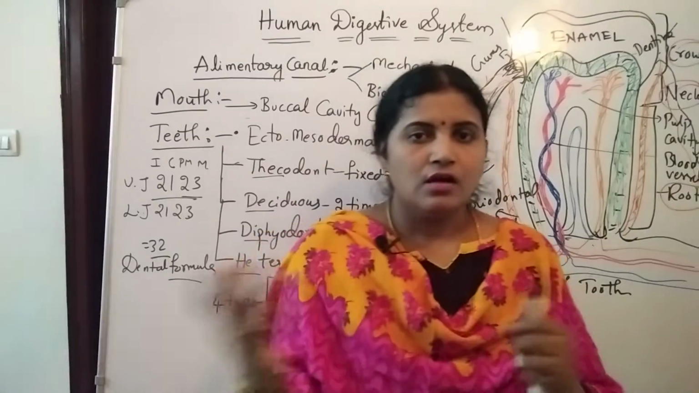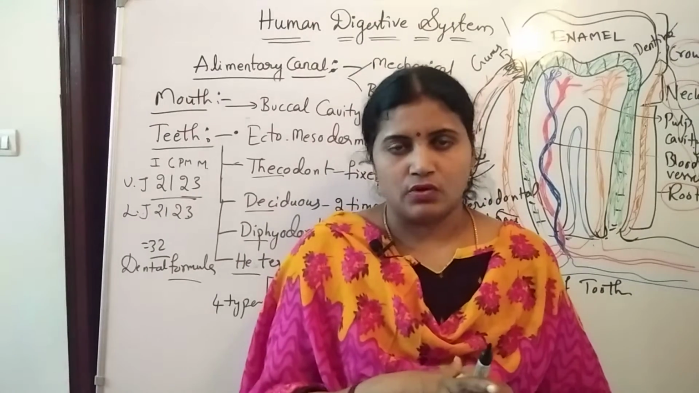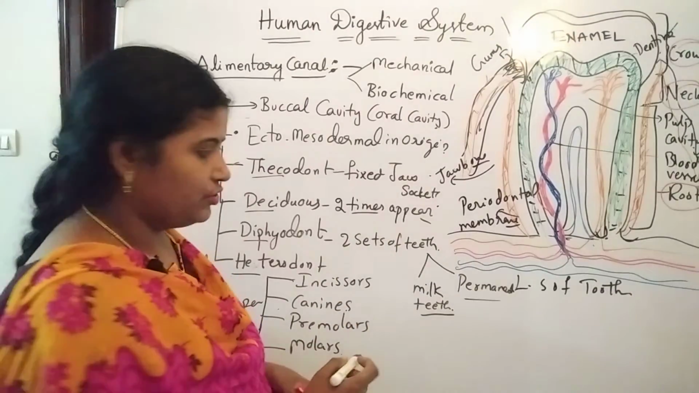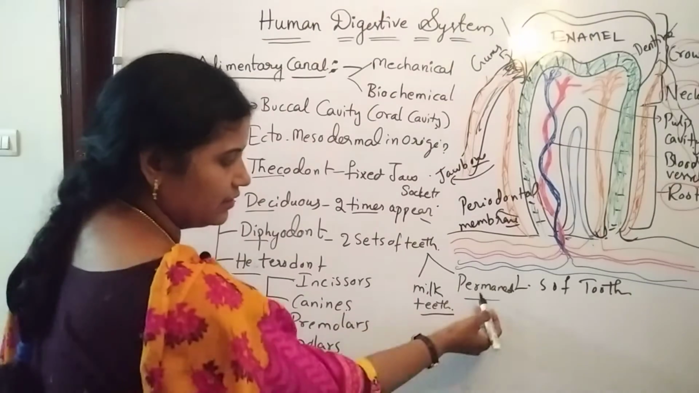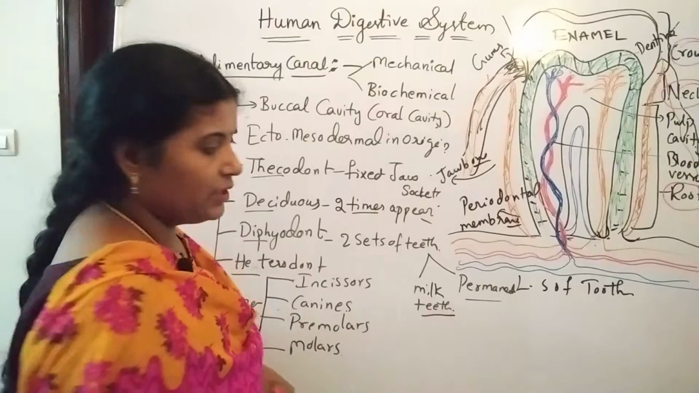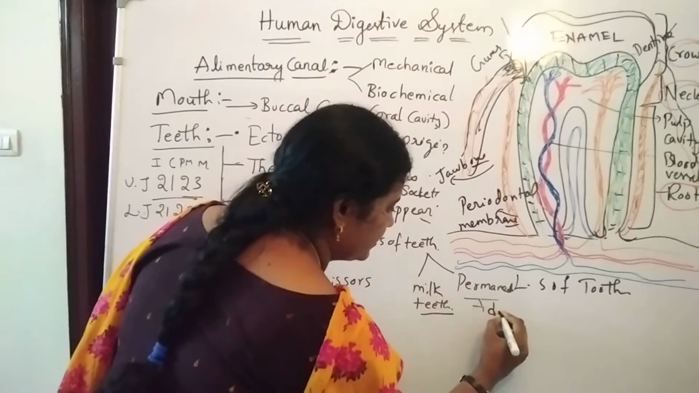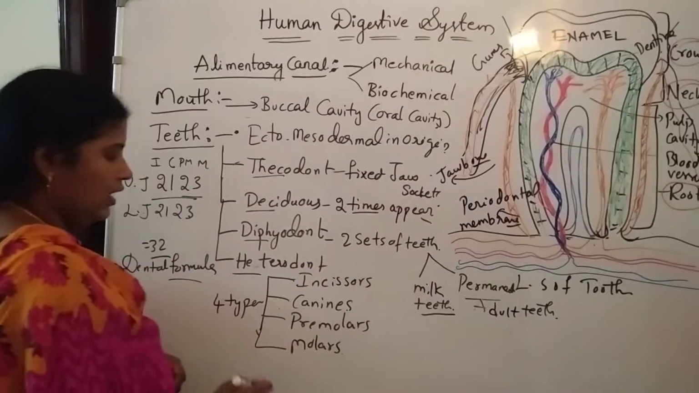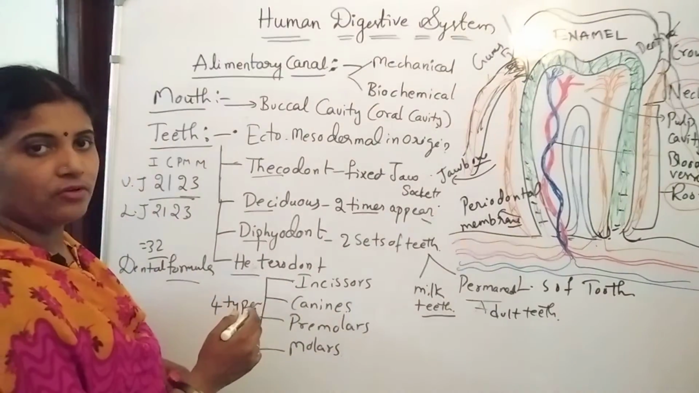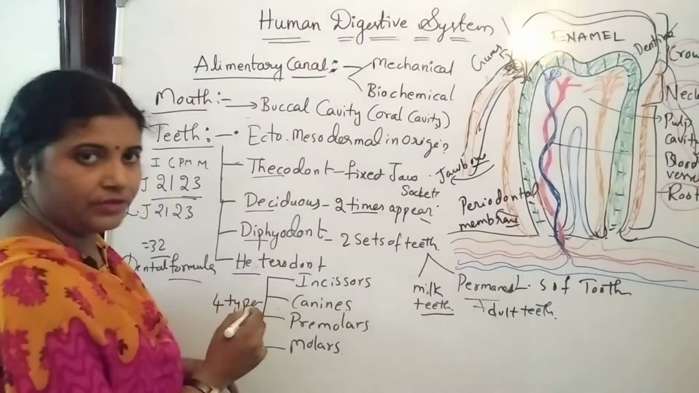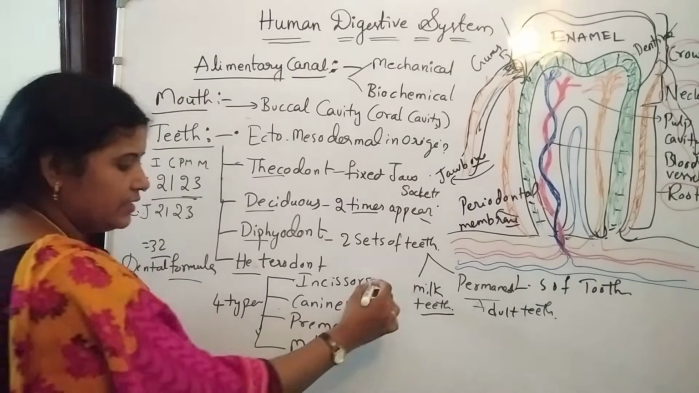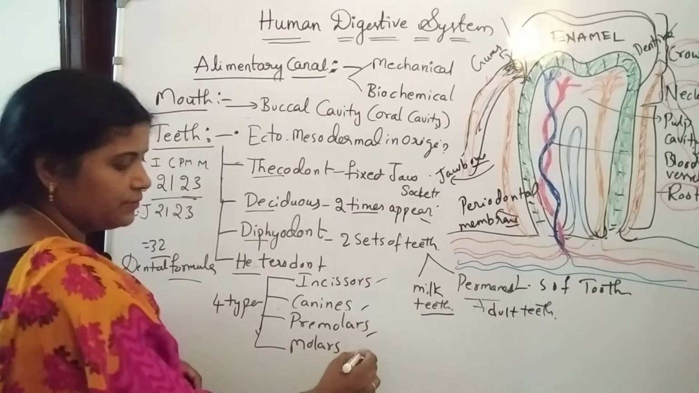Permanent teeth replace the milk teeth. Okay? Then next is diphyodont, 2 sets of teeth appear. One is milk teeth and another one is permanent teeth. Permanent teeth are also known as adult teeth. And heterodont type: hetero means different types of teeth. How many types are here? 4 types: incisors, canines, premolars and molars.